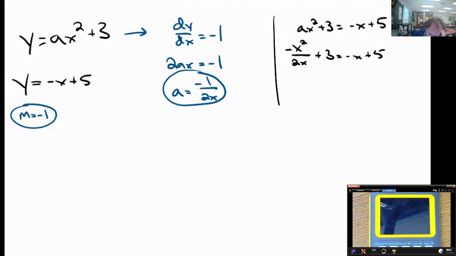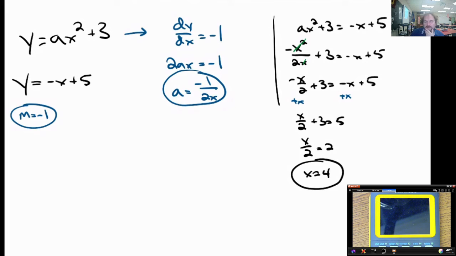Okay. One of the x's cancels out here. So I have negative x over 2 plus 3 equals negative x plus 5. If I add x to both sides, this is interesting, I get positive x over 2 plus 3 equals 5. That means x over 2 equals 2, and that means x is 4, which, according to the textbook, is the correct answer.